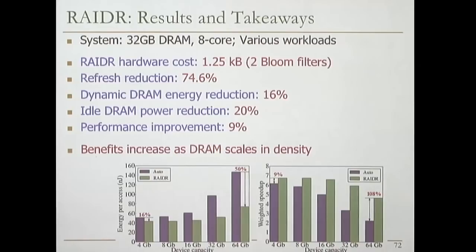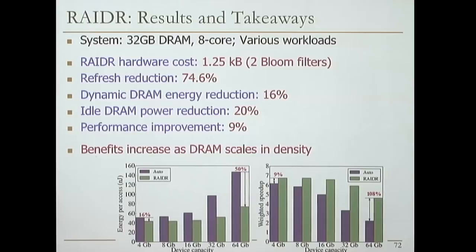And actually, the more important thing, as an architect, is you always look into the future. Not today, but the future. Benefits actually increase as DRAM scales in density. Remember this graph, device capacity, in this case, energy per access over here. If you have 4 gigabit devices, savings is about 16%. But if you have a 64 gigabit device, refresh is a much bigger problem, so your savings is actually 50%. So in the future, this idea will be much more important. So it's always good to, as an architect, think about the future, not today, because you're really designing for the future.